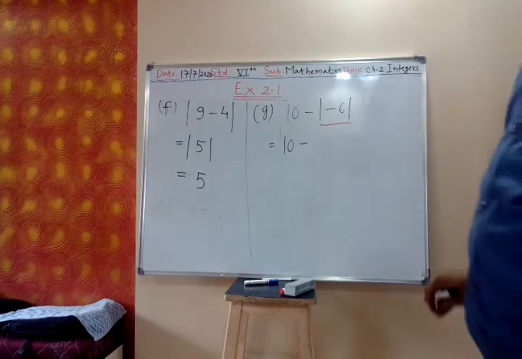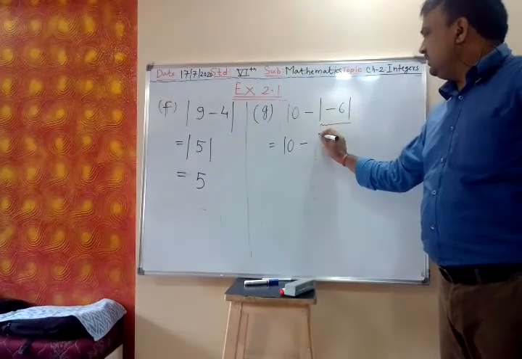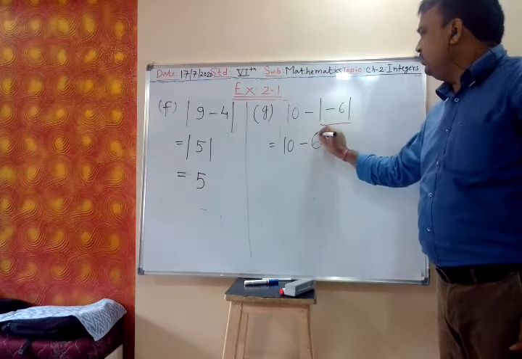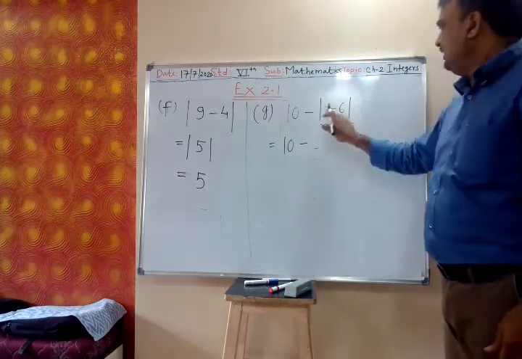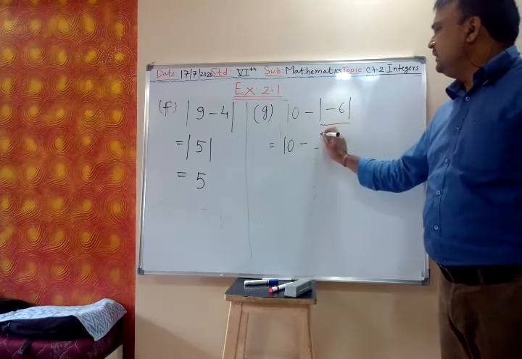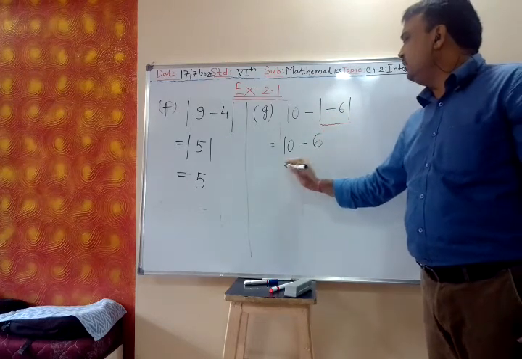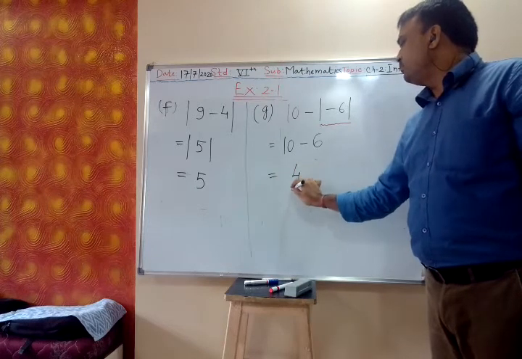Now 10 minus the absolute value of minus 6. What is the absolute value of minus 6? Inside the absolute value, minus 6 becomes 6, so 10 minus 6 is 4. The answer is 4.